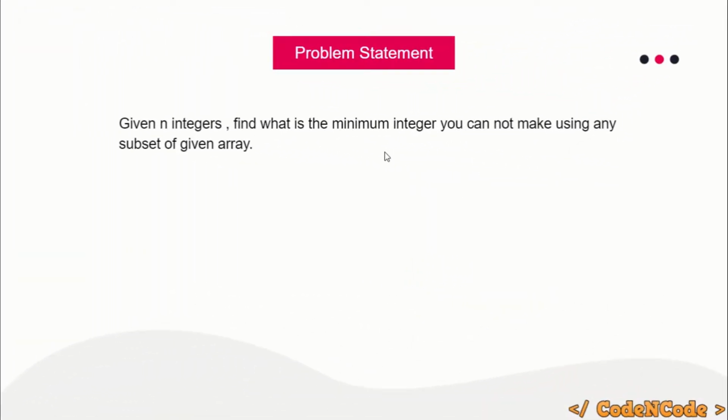You are given n integers and you have to find the minimum positive integer that you can't make using any subset of the given array, right? So for example, if this was the input array, 4 is the minimum integer that you can't make using any subset of this array. You can make 1, you can make 2, you can make 3, but you cannot make 4, so 4 is the answer. So that is the problem statement.